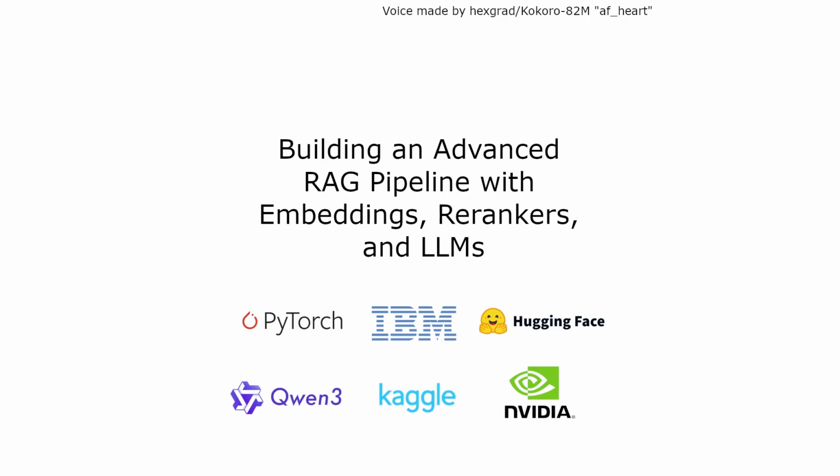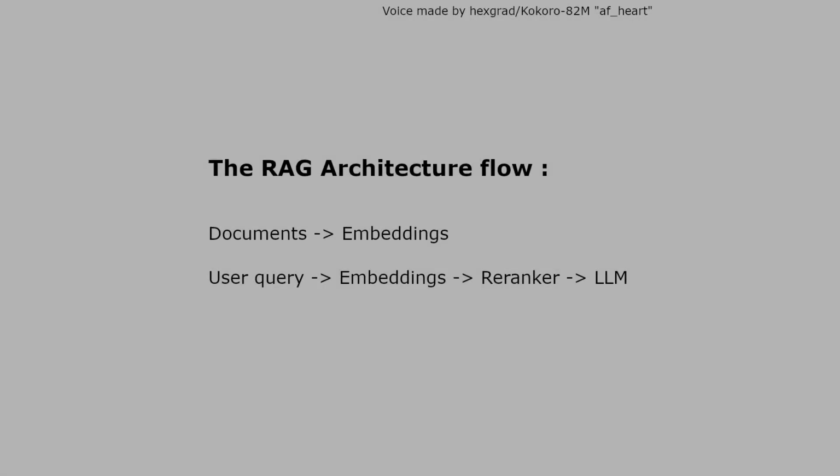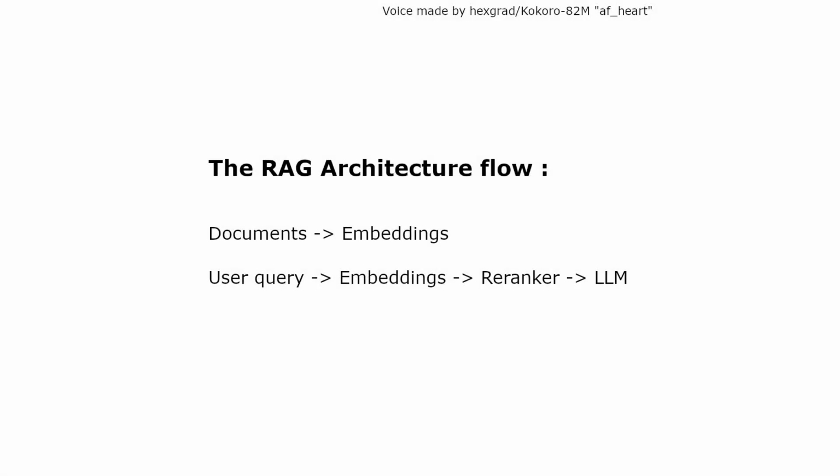Standard RAG is great. It allows us to give a language model access to external documents. But standard RAG has a flaw. It relies entirely on basic vector search. Sometimes, a document shares similar keywords with a user's prompt but completely lacks the actual answer. To fix this, we are going to build a two-stage retrieval pipeline. We will use an embedding model for a fast, broad search and a Reranker model for a slow, highly accurate filtering step. Finally, we will pass the best results to an instruction-tuned LLM to generate our answer.